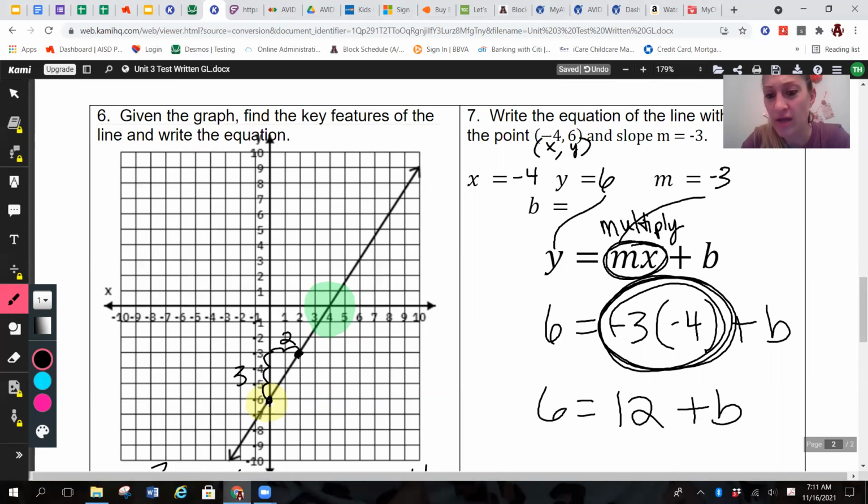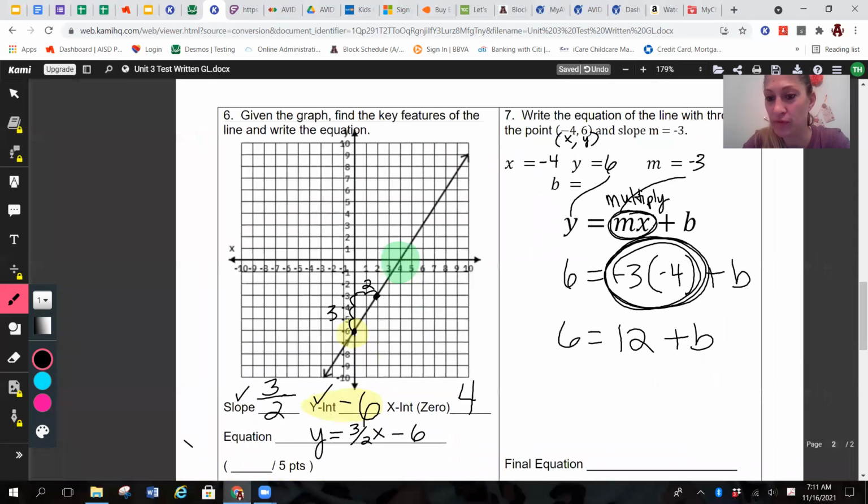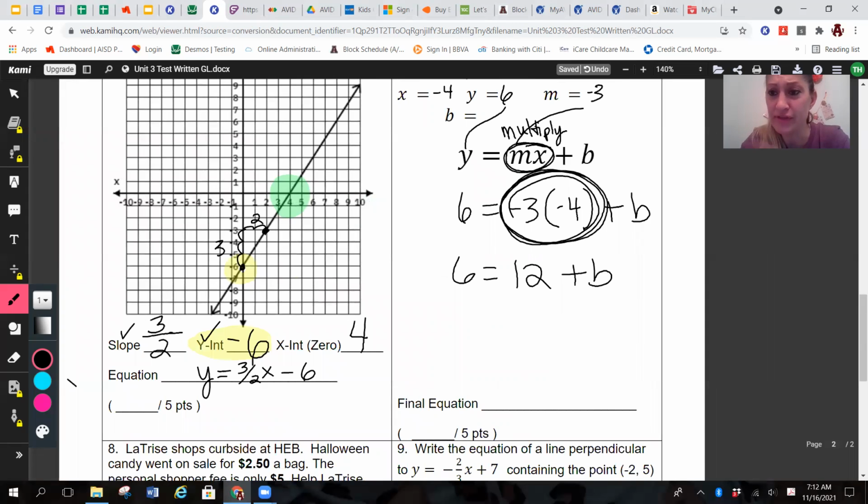And then some of you guys stopped right here and didn't finish the problem, and you were so close. I was confused why you stopped. This is solving an equation that we did in September. Solve for b, get the b by itself. So we're going to -12 to both sides.